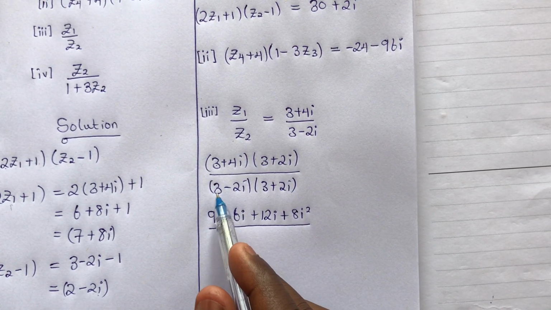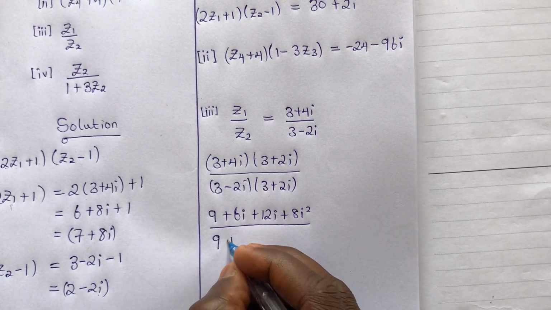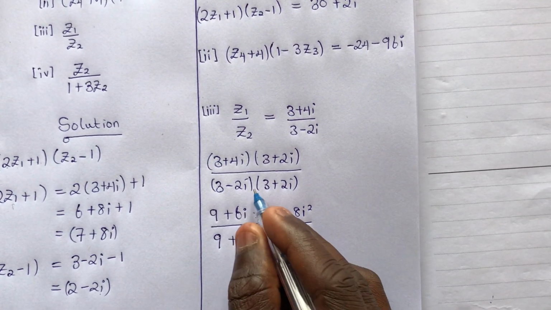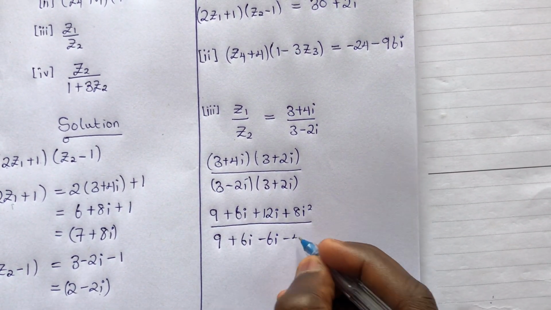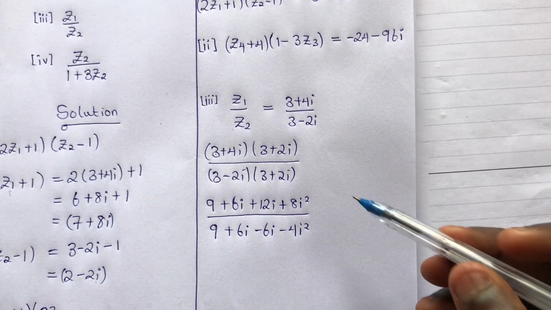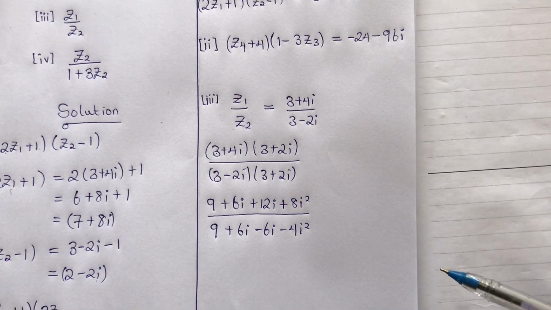Now we have 3 by 3 is giving us 9. 3 by this is giving us plus 6i. 2 by this, minus 6i. And then 2 by this is giving us minus 4i squared. So we can now substitute -1 for all the i squared terms, and we will finish the calculation.